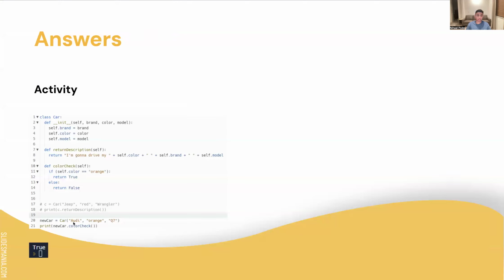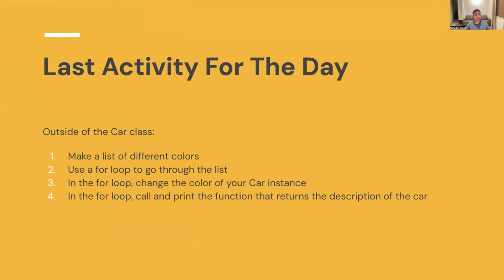Alright, now let's continue. Last activity for the day. Outside of the car class, make a list of different colors. Use a loop to go through the list. In the loop, change the color of your car instance. And finally, in the for loop, call and print the function that returns the description of the car. Pause the video and try that out. Alright, let's continue.